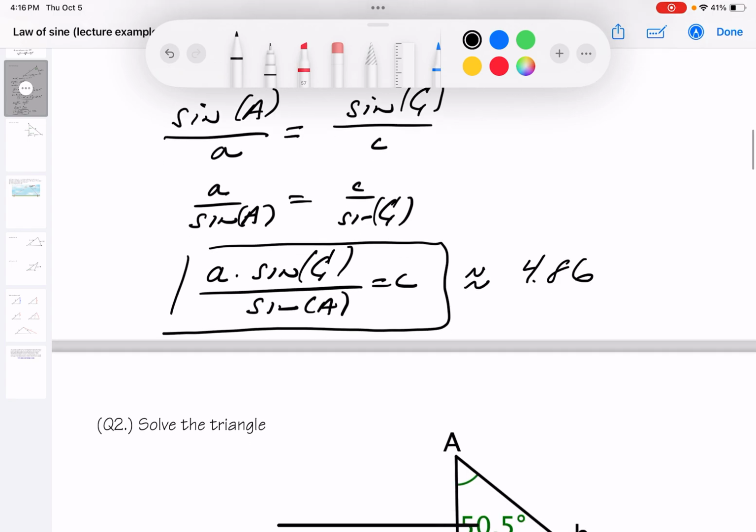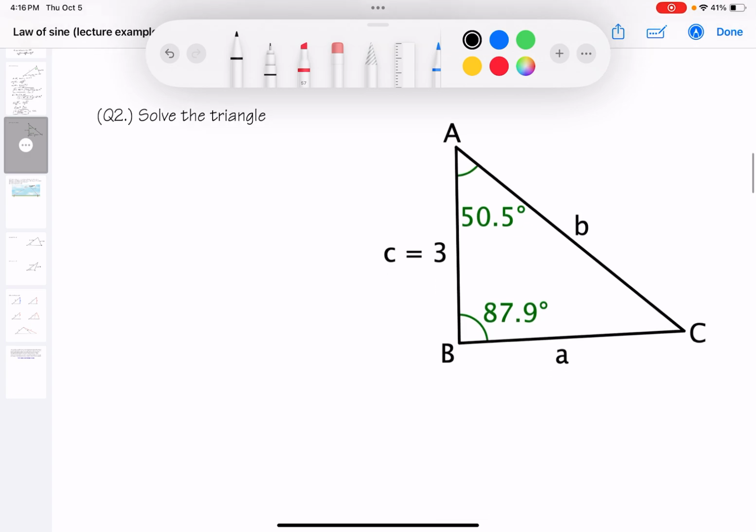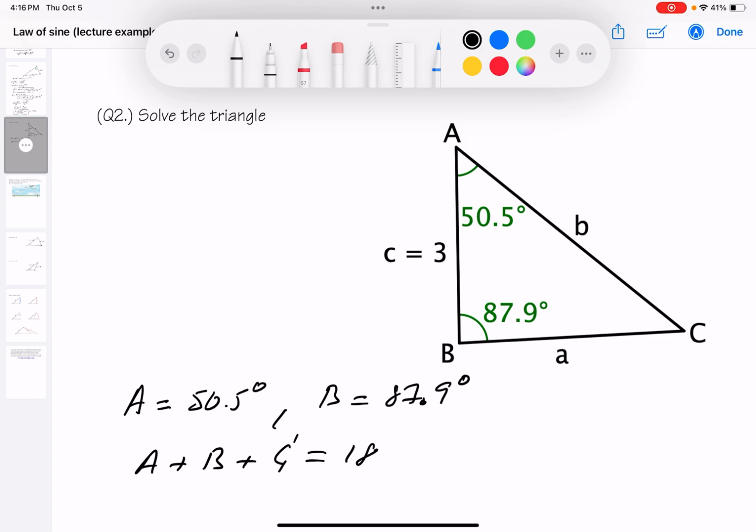It's really compute, though. All right, this is question number 2 now, and I'm looking at it, and it doesn't look that bad. I'll write this down for you. A equals 50.5 degrees. B equals 87.9 degrees. And let me just write down the first thing I'm going to come up with is the angle C. So what do I know? A plus B plus C equals 180 degrees.